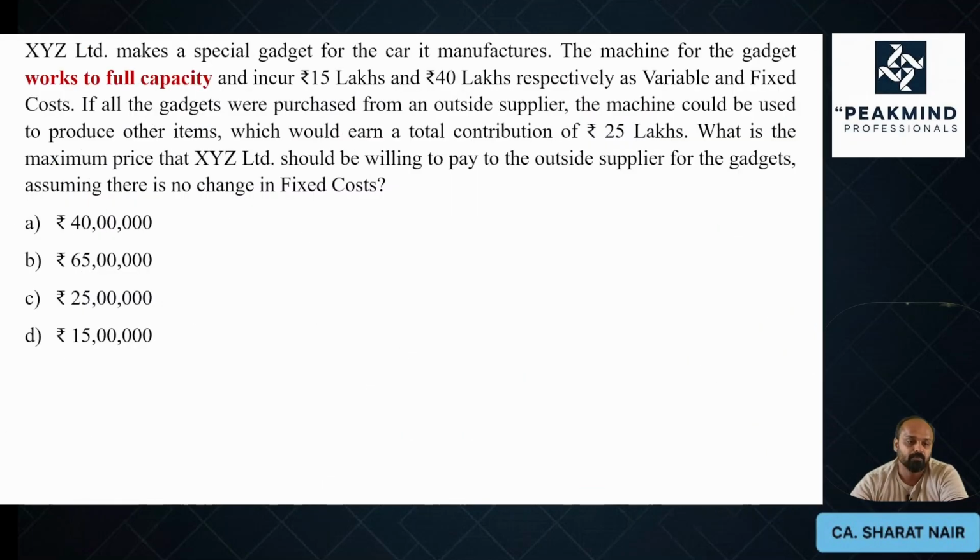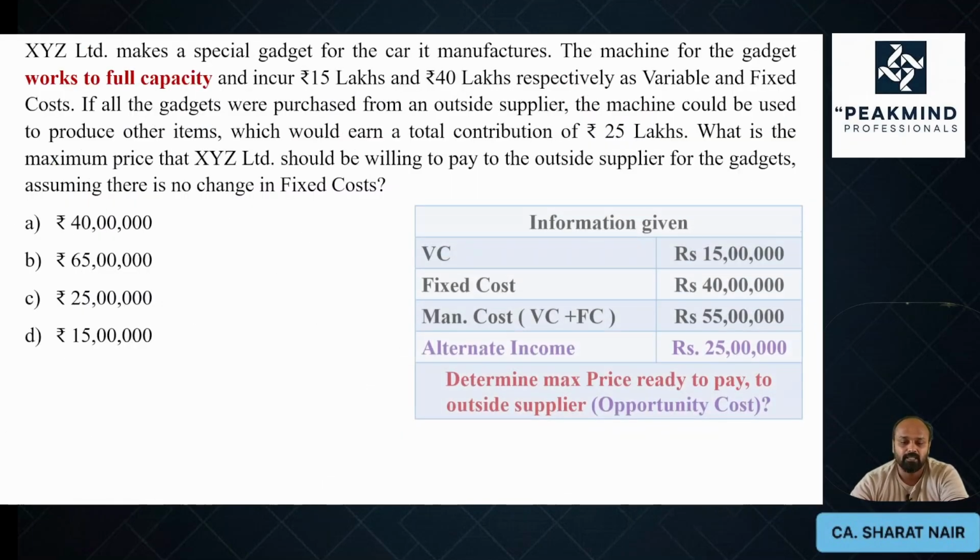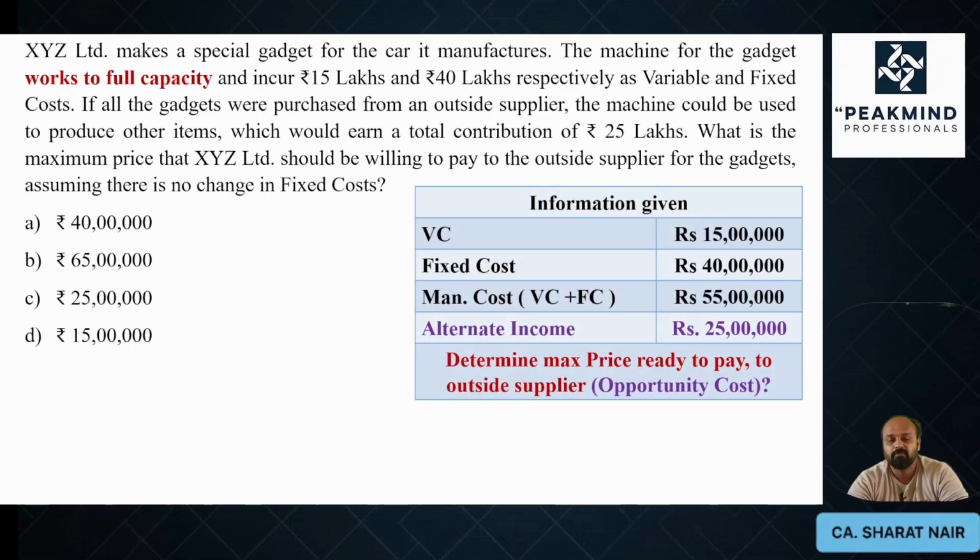Next MCQ. So little detailed one. I have prepared summarized information. Please mark it as important. Very tricky, little bit tricky, but it's good question. It can come, or similar model can come. They are given that variable cost is rupees 15 lakh at the current scenario, and fixed cost the company incurs is 40 lakh in the current scenario. So total cost for manufacturing whatever the units the company is manufacturing, it is 55 lakhs.